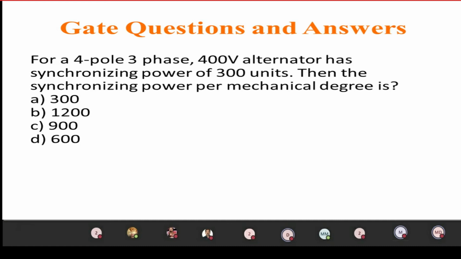Okay. So number of poles is 4. Here we have an electrical degree of 300. If it is an electrical degree, ultimately we take it as half, that is 150. So 150 into 4, we get 300 units. So synchronizing power per mechanical degree is 300 units.